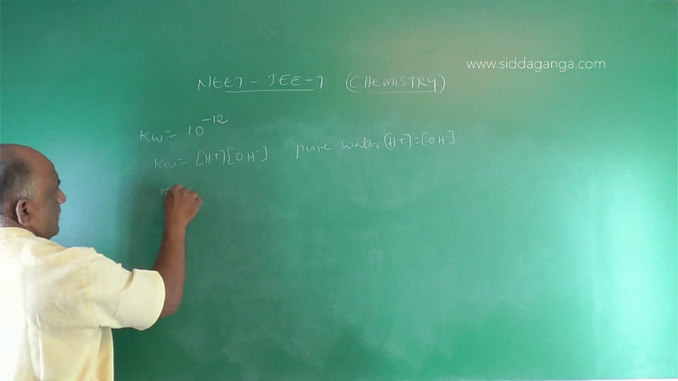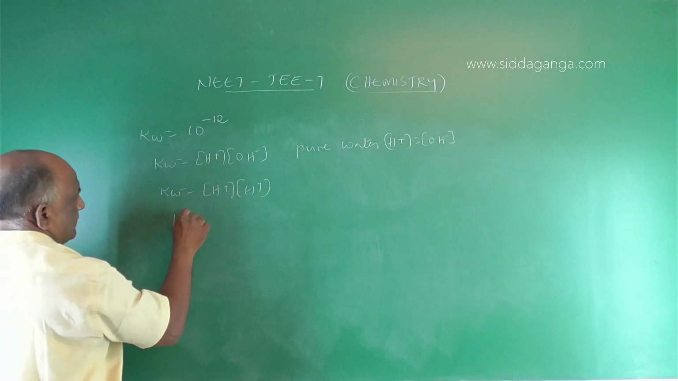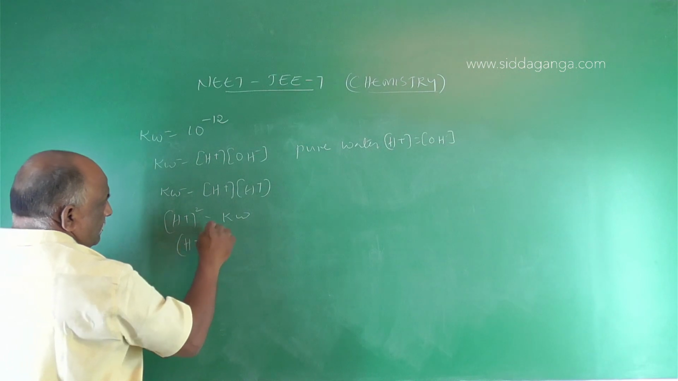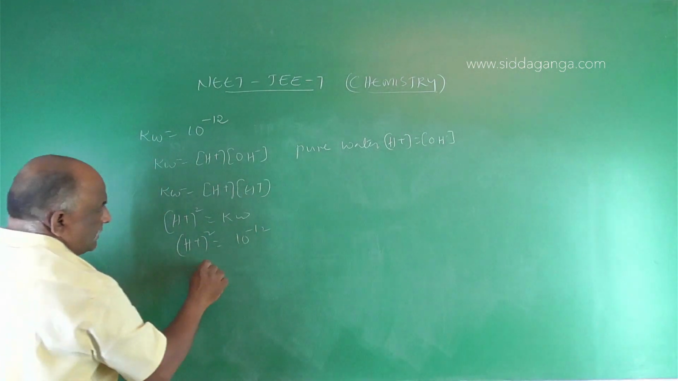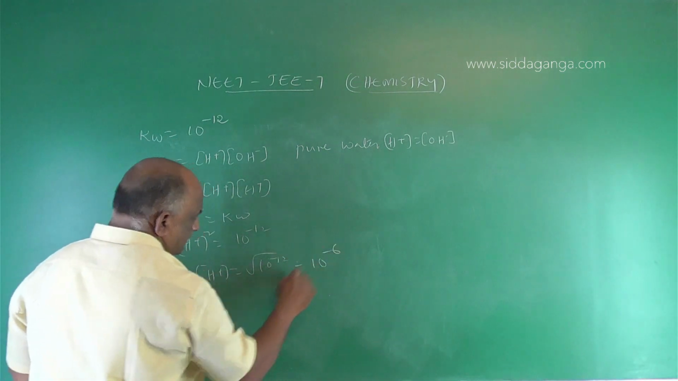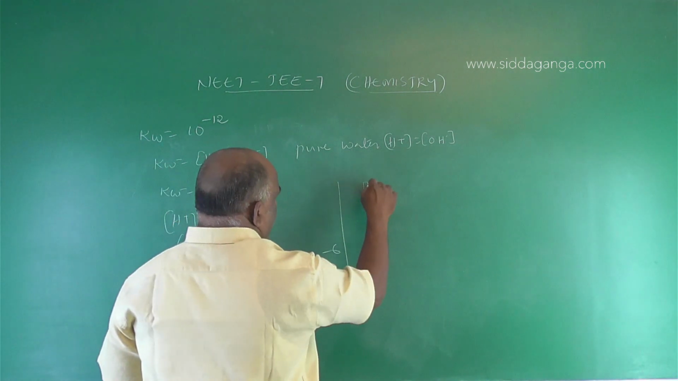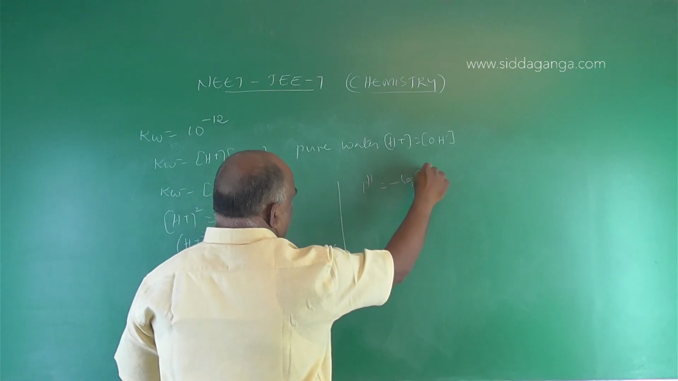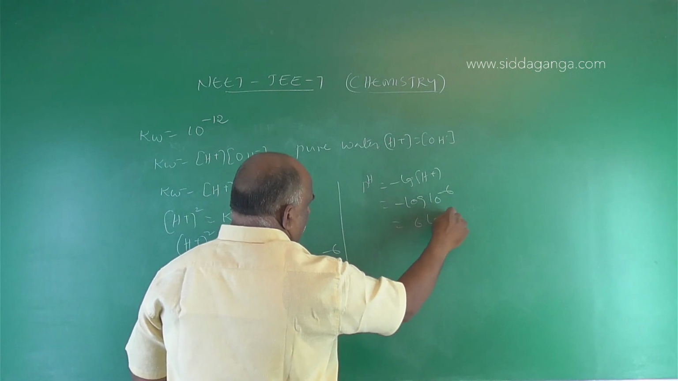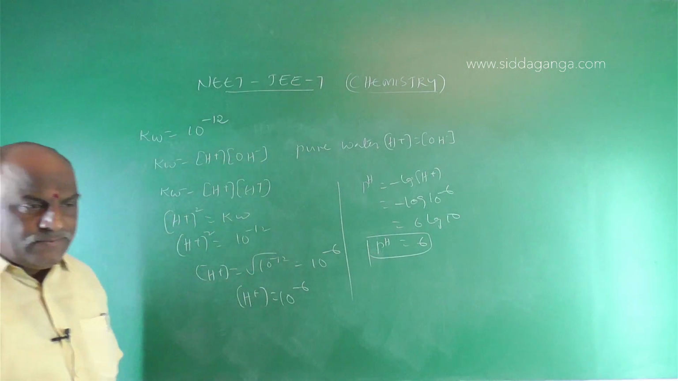Then Kw is equal to concentration of H plus into concentration of H plus. So concentration of H plus whole square is equal to Kw, which is 10 power minus 12. Then concentration of H plus is equal to root over 10 power minus 12, which is 10 power minus 6. You go with the formula: pH is equal to minus log H plus. Substitute 10 power minus 6. Then the answer is 6 log 10, and log 10 is equal to 1. So the answer is 6. pH is equal to 6 for this question.